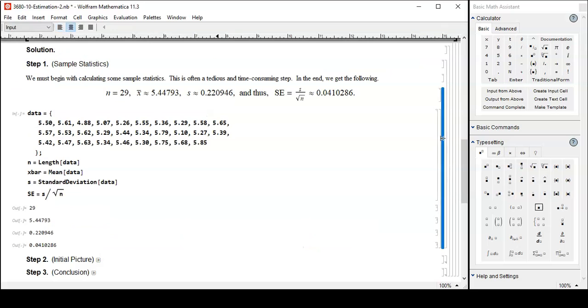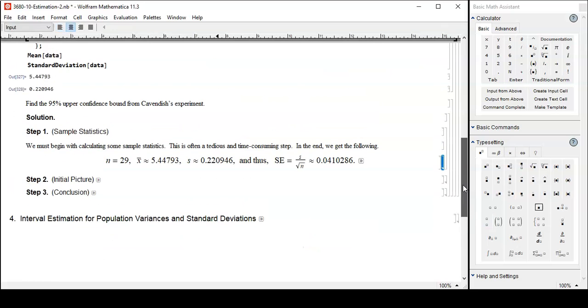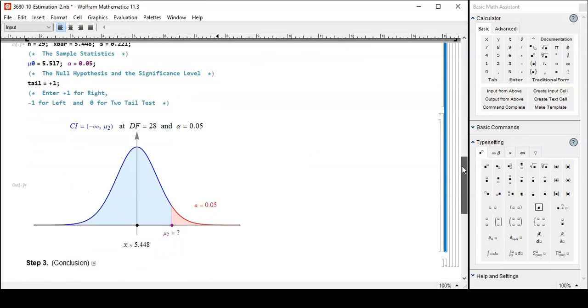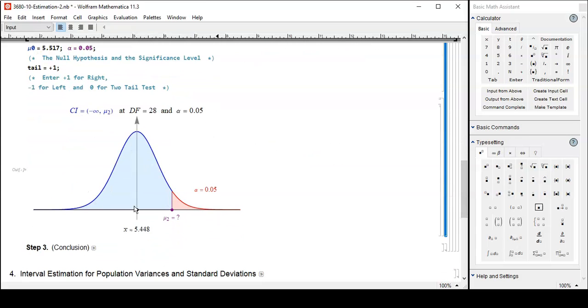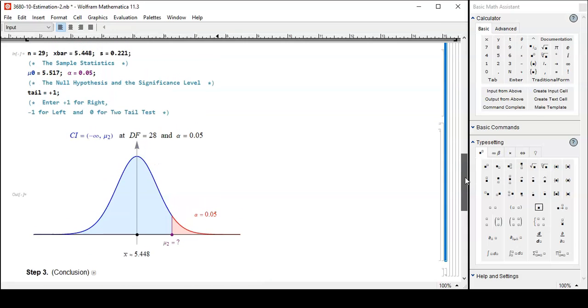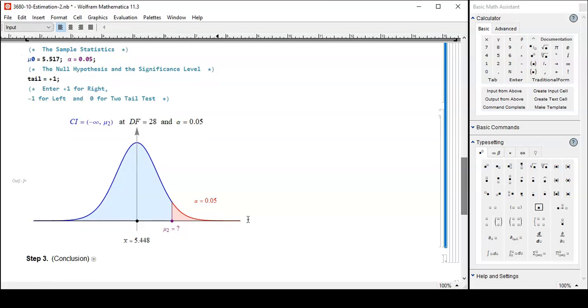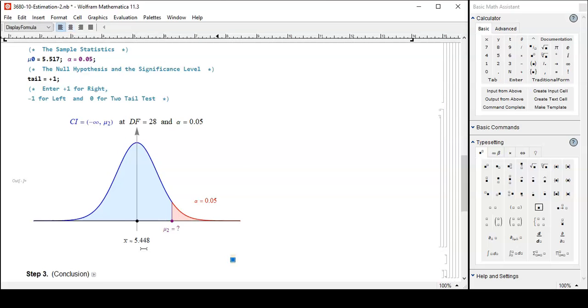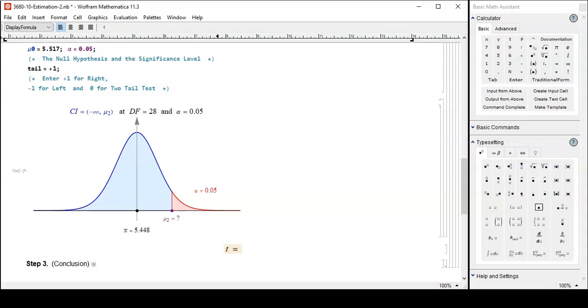Now, these are just mathematical commands. Now, here's a picture. You can draw the normal picture like this, 5.448. And then we want the upper confidence bound, 5% here, 95% there. Make sense? And then we are looking for this upper bound using the t-score formula. T is end minus center over SE.